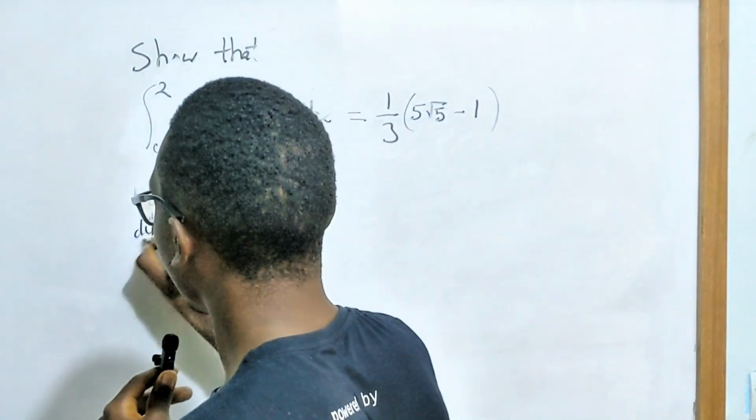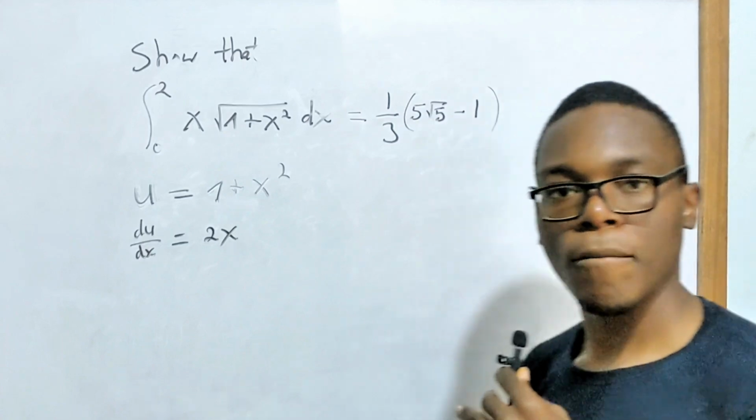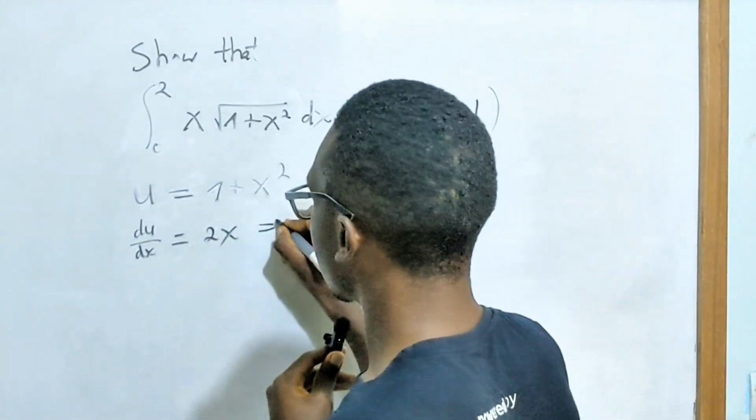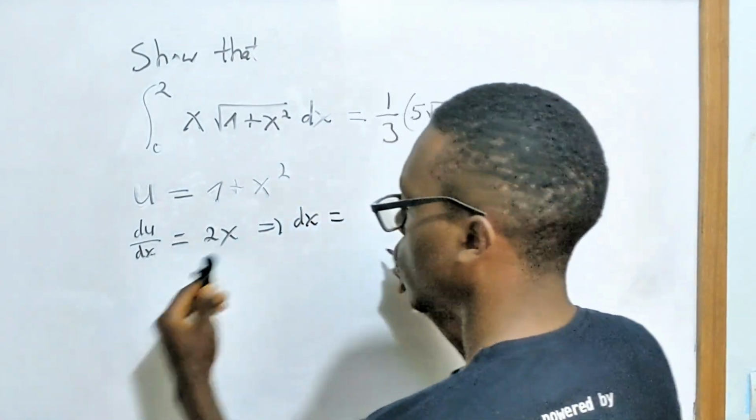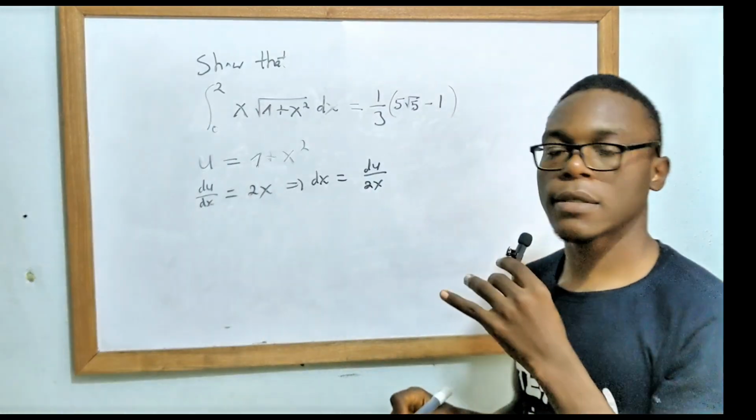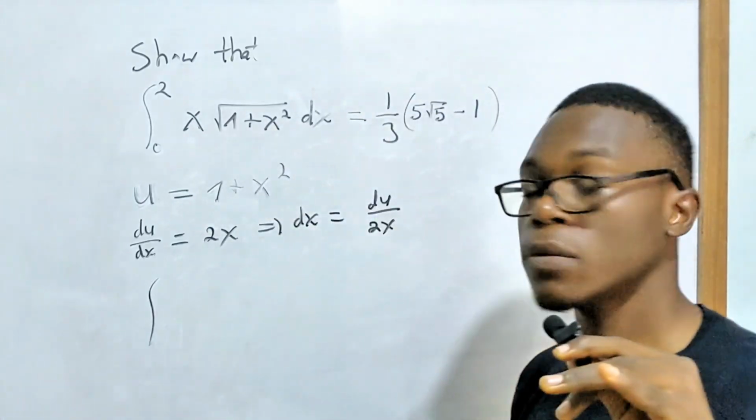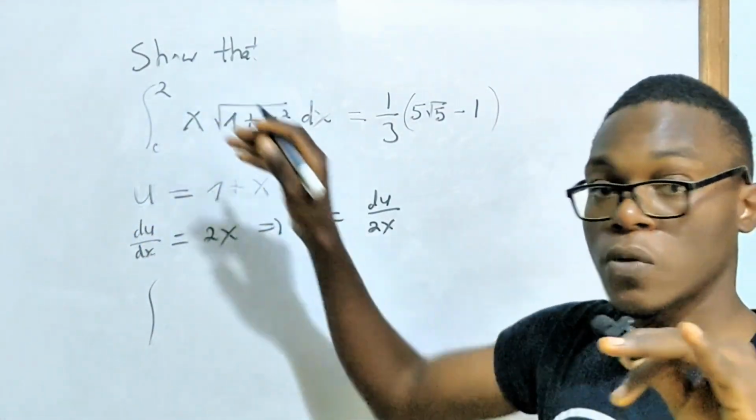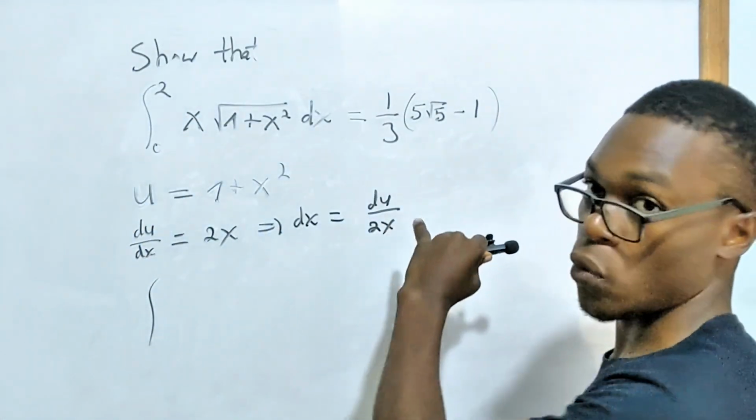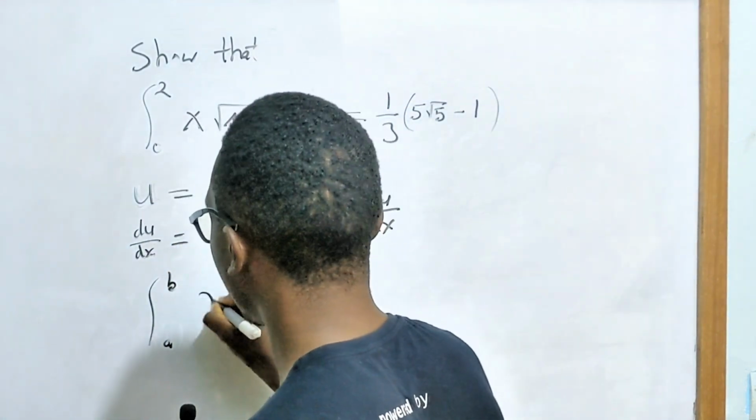Therefore, du over dx is equal to 2x, which implies dx is equal to du over 2x. If you substitute here, we are going to have an integral. At this point, don't put 0 to 2 again. Since we have changed the variable to u, we are going to put limits from a to b. We keep the x here.